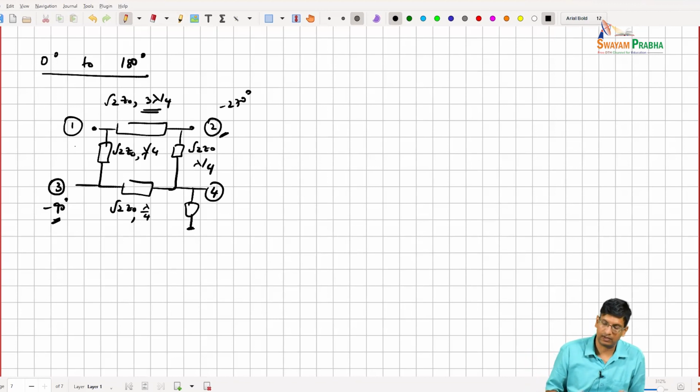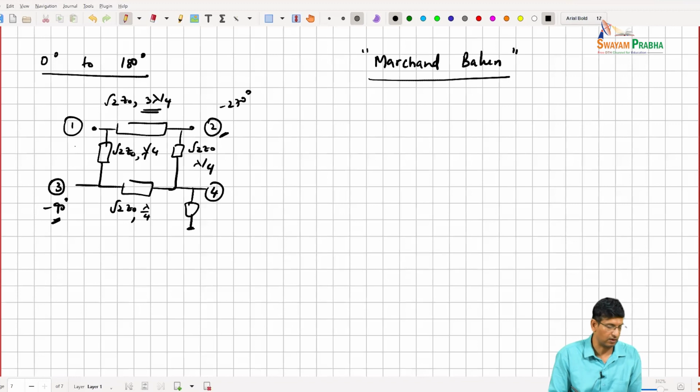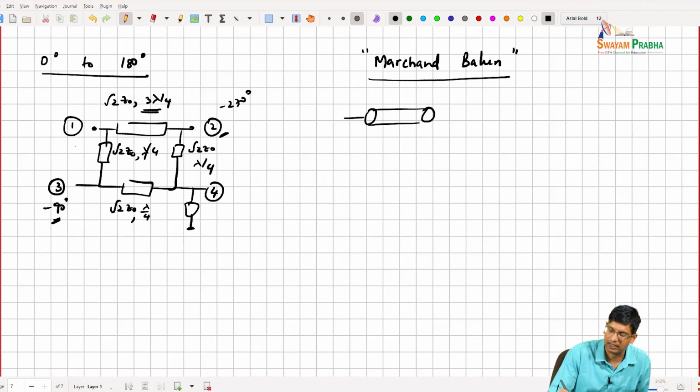So one popular structure at high frequency on chip, if you're building this using distributed structures, is what is called a Marchand balun. And in this structure, you're building it using coupled lines.